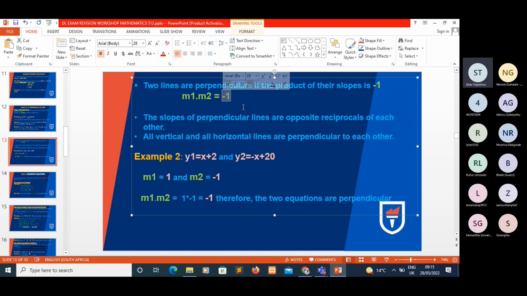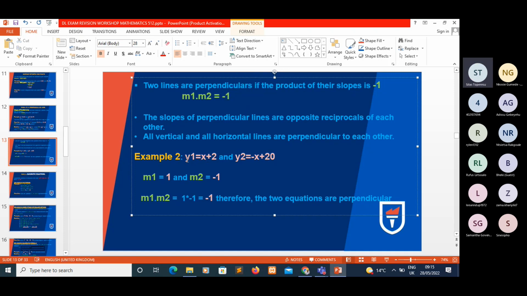So that's how you determine the perpendicularity of two lines. Two lines are perpendicular if the multiplication of their slopes gives you -1. If the multiplication of their slopes does not give you -1, which means they are not perpendicular. So that's how you determine perpendicular, okay?